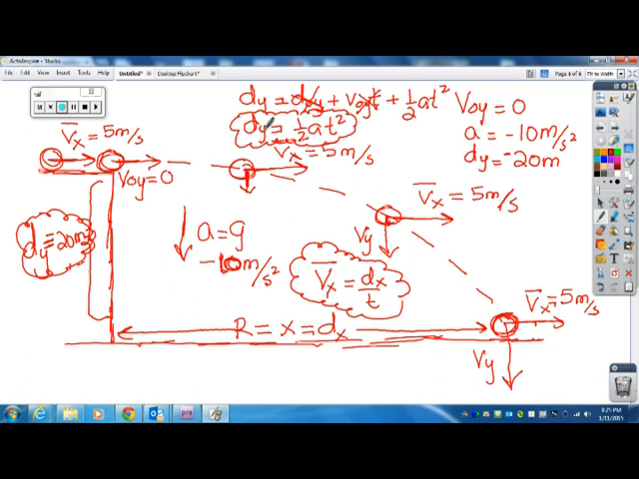So in other cases, it may not be given to you. So hopefully this horizontal motion practice problem was helpful.